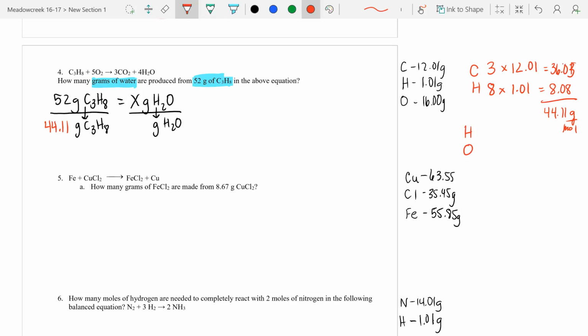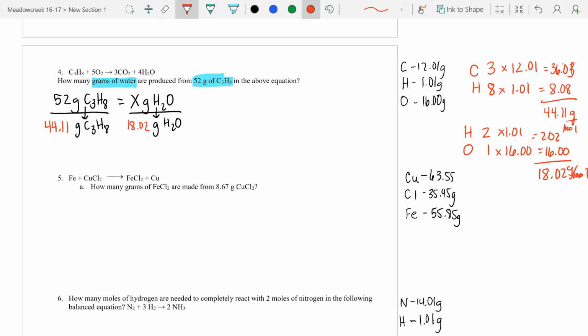And now I'm also going to calculate the molar mass of water. I have H and I have O. I have 2 hydrogens and 1 oxygen. Multiply them by their mass on the periodic table. And when I add them together, I'm going to get 18.02 grams per mole. And I will write that on the right side, right beside my grams, because grams always tells me that I go to the periodic table to find my mass.